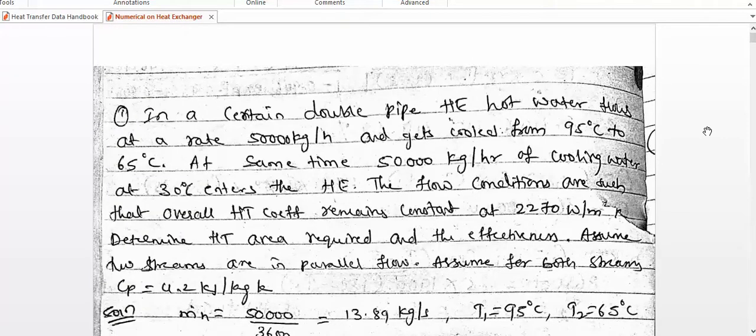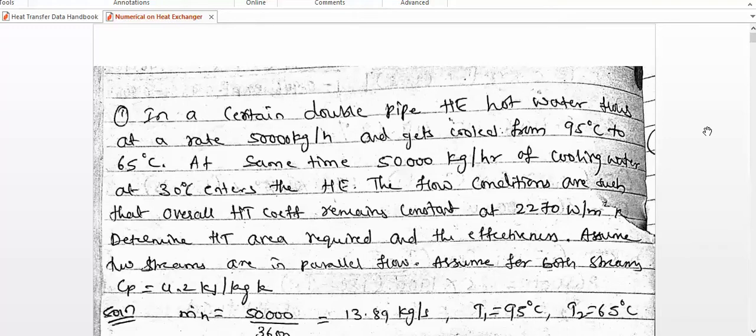Hello, I welcome all of you to another session on the heat exchanger. Today we will discuss some problems related to heat exchangers. This is the very first problem statement. I will read out the problem statement and we will extract the given data from it.